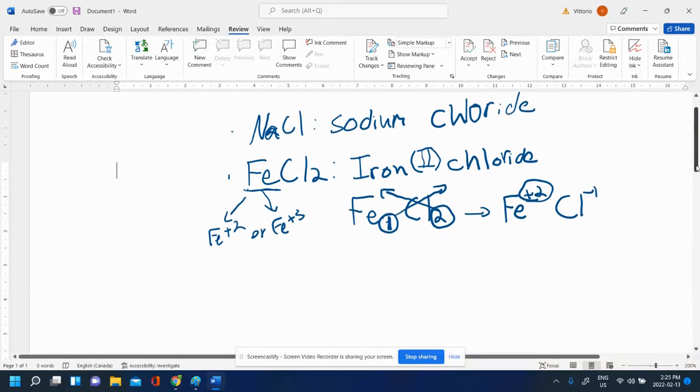The other thing I verify before I move on is, was this the correct charge of the nonmetal? Chlorine is in group 17, wants to gain 1, so -1. We'll see why that's important later, but I always do that before I move on.